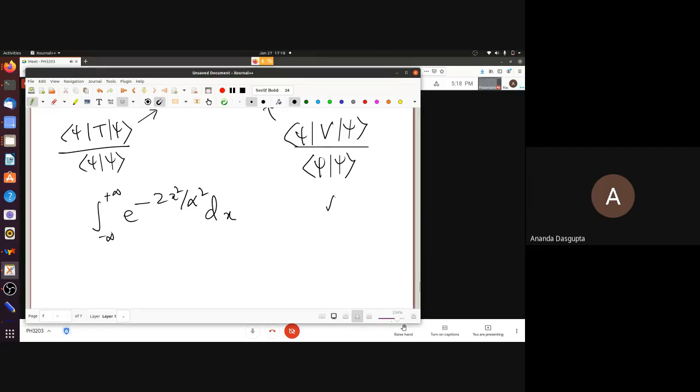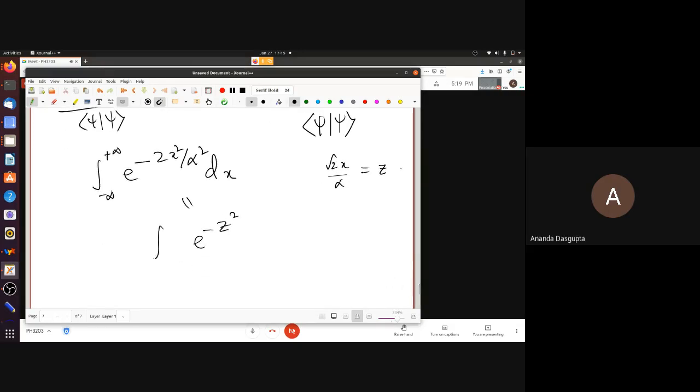So if you just took root 2x by alpha to be z, it would be e to the minus z square. The limits, of course, stay minus infinity to plus infinity for z as well as x. The dx here is root 2 by alpha times dz. So root 2 by alpha times this integral of e to the minus z square dz, which everybody knows how to calculate, I'm assuming. What's the answer?